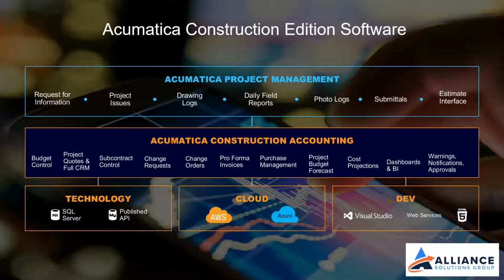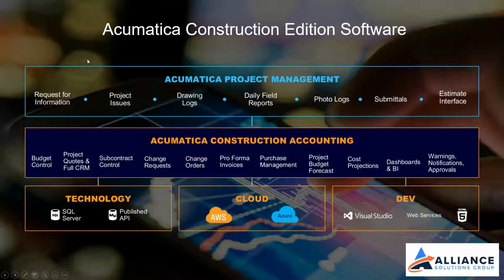When we break construction down, there are really a couple of areas here. We look at the basic construction system, which handles the things that a contractor would need inside a construction accounting system: budget control, quoting, CRM, subcontract control, change order management, billing, AIA, pro formas, purchase management if we need it, forecasting, projections, dashboards, warnings, notifications, approval. So everything you'd basically see in a construction accounting solution.